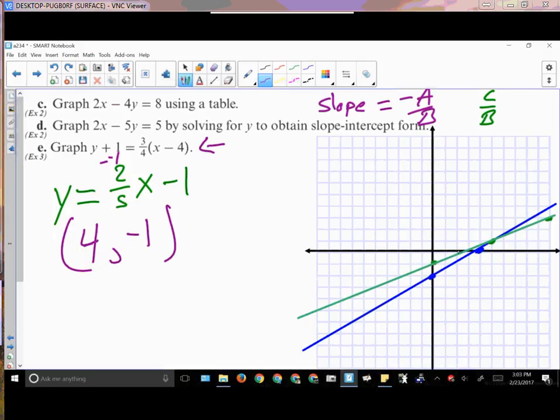4, 1, 2, 3, 4, down 1. So my slope up 3, 1, 2, 3 over 4, 1, 2, 3, 4. 1, 2, 3, up, out of my way, go down the other way, 1, 2, 3, 1, 2, 3. Are they in a line? And there we go.